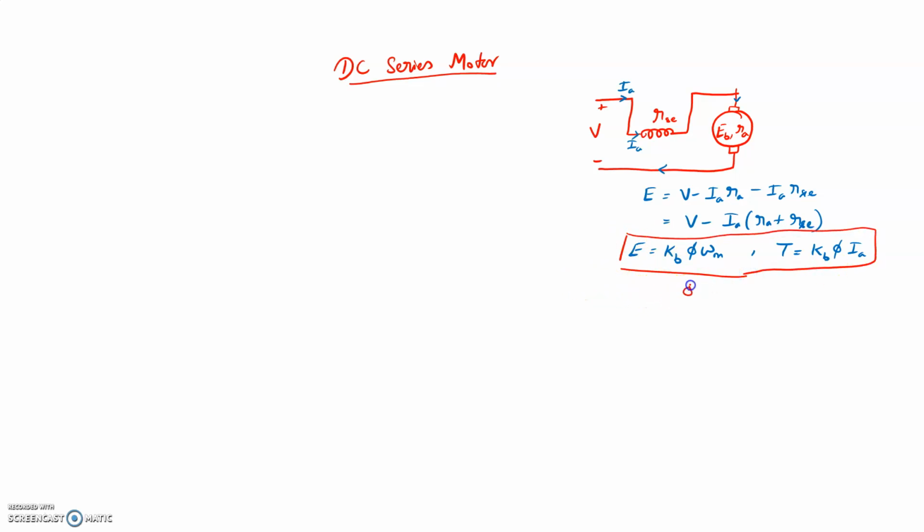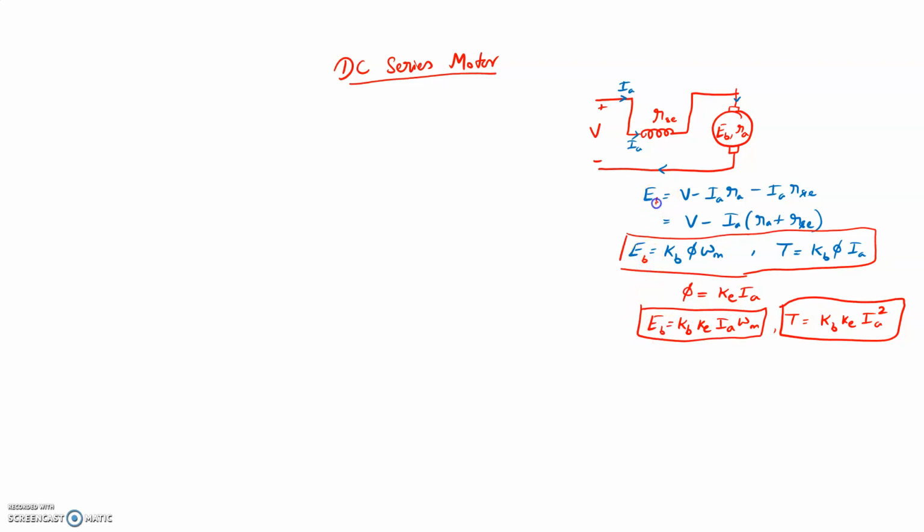How? Because the flux is no longer constant. Rather, the flux is proportional to, or equal to, some constant, let us say KE, into IA. So if I substitute these values, then I can write E is equal to KB KE IA omega m. And torque is equal to KB KE IA multiplied with IA, so IA square. So I am going to get a torque expression in this form and a back EMF expression in this form.